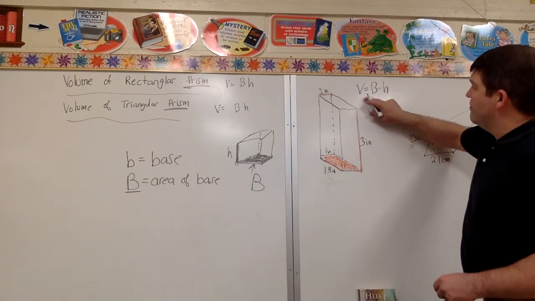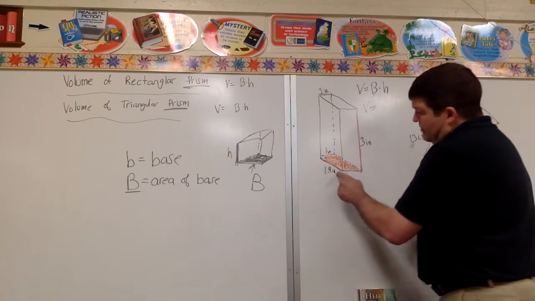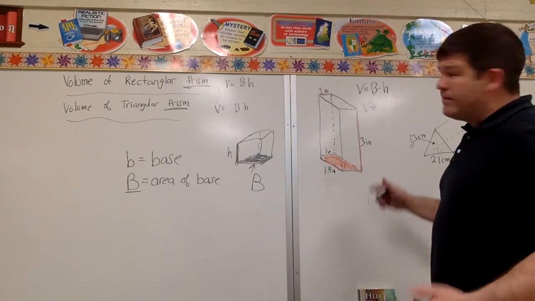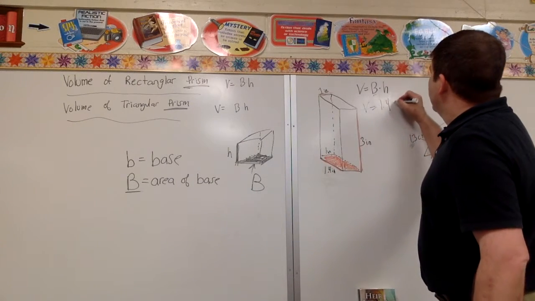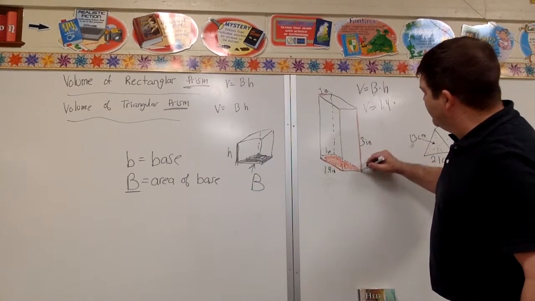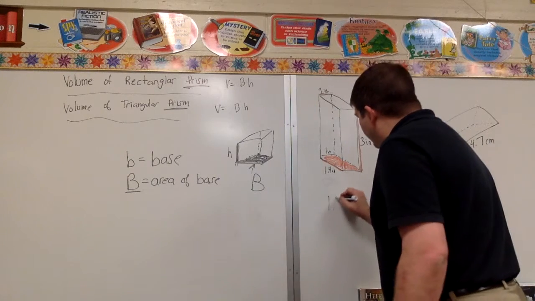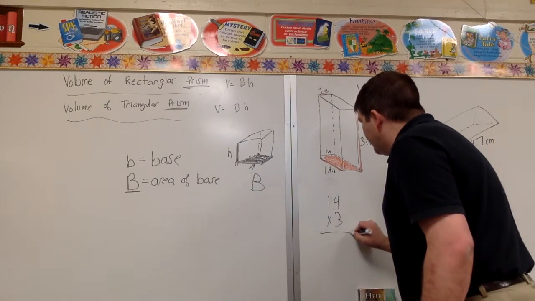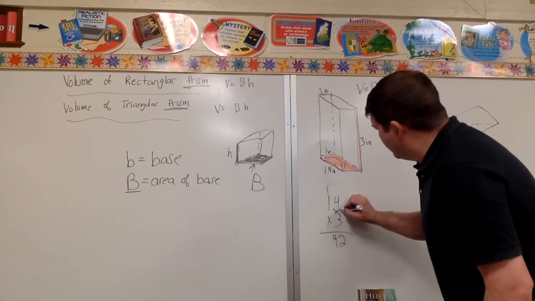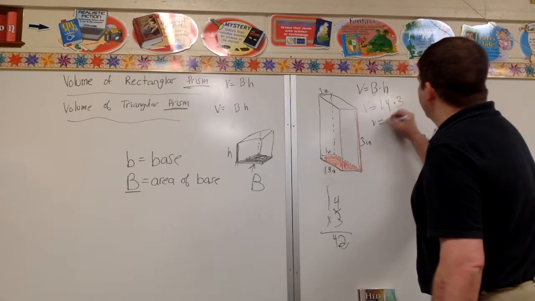So if I want to get my volume equals the area of the base, it's a big B, the area of the base is 1.4 times 1. 1.4 times 1 is 1.4. Then I times it by the height. And this right here is the height, times 3. And so I'll go 1.4 times 3. That gives me 12. 3, 4. Come out 1, go in 1. 4.2. So my volume equals 4.2.